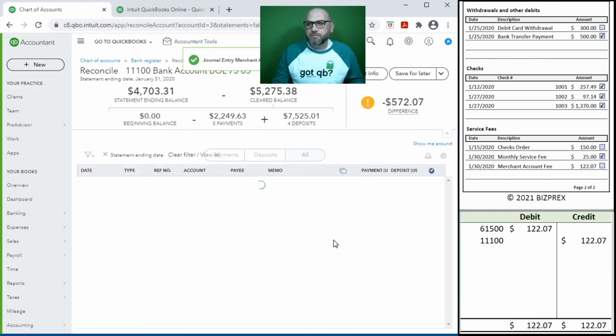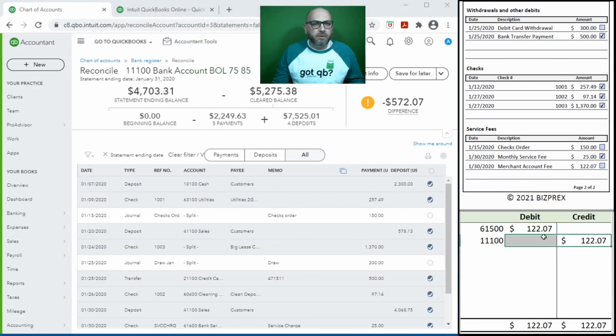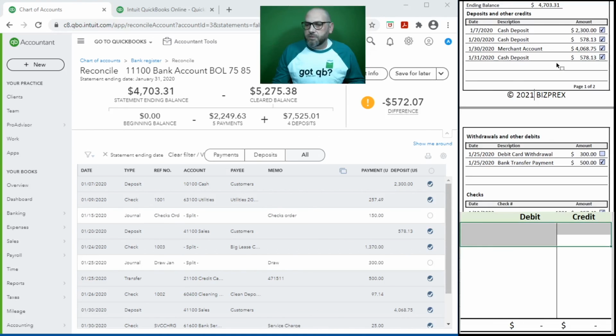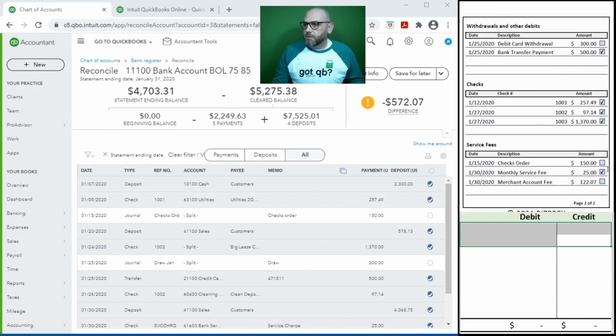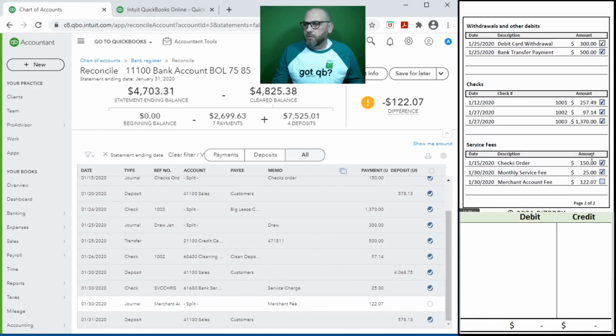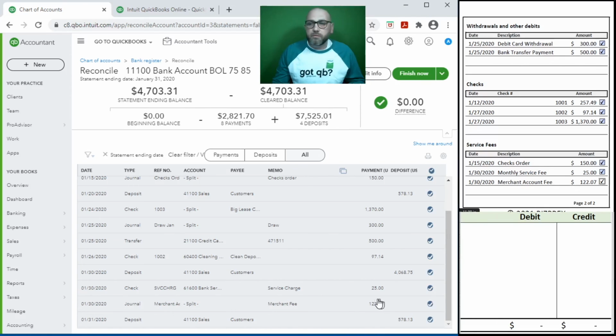Close out. Okay, so by now we booked everything. We should be able to get to our 0. Okay, so here we are, our checks, our draw, and then our fee. And we're at 0. Yay! We finished reconciliation. So here we are, the magic 0 that we want.